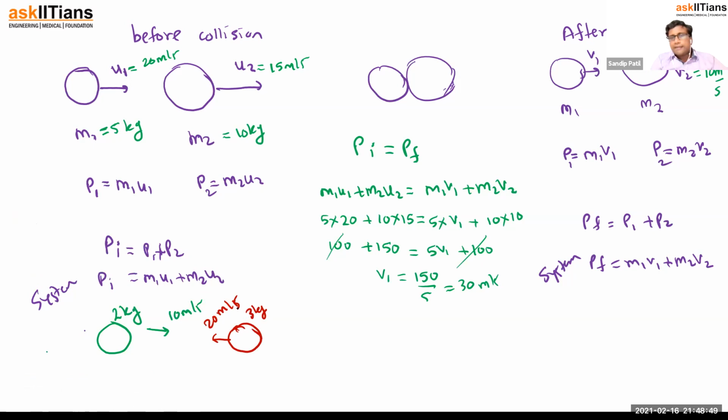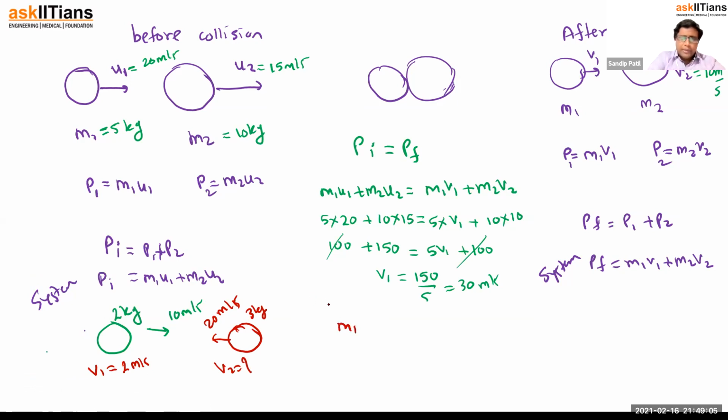Consider after collision, the velocity of the first ball becomes, let's say, 2 meter per second. What will be the velocity of the second ball after collision? Let's use the same formula.